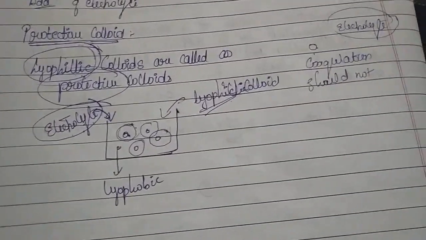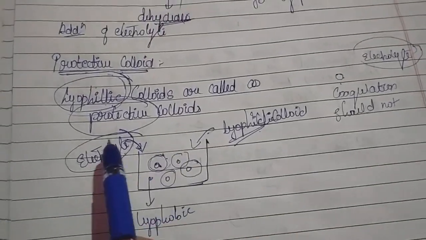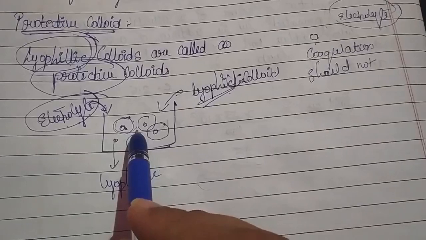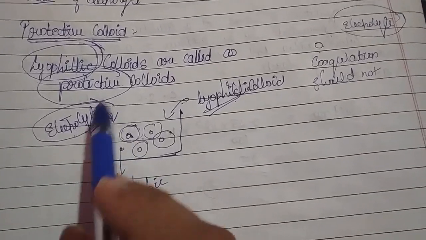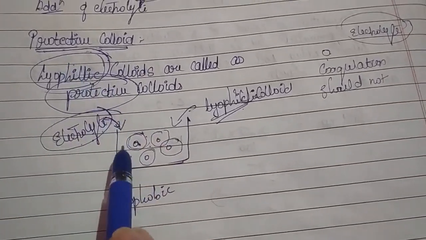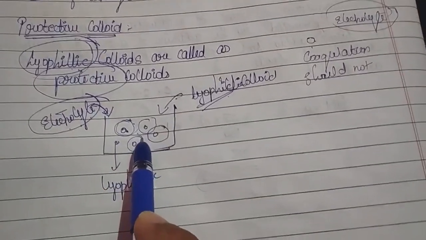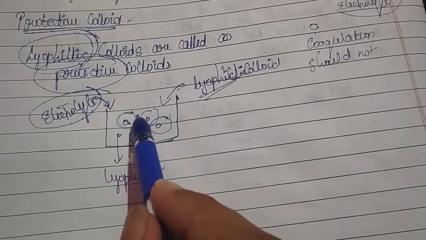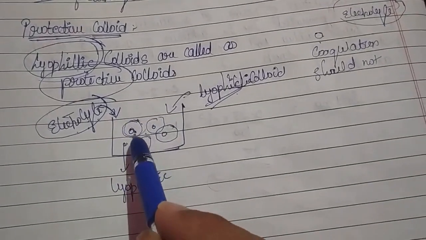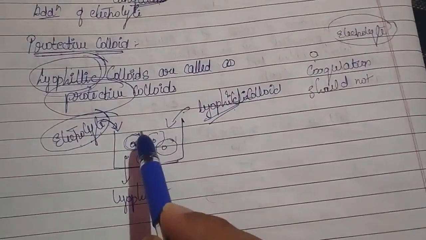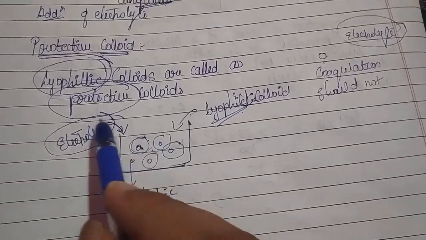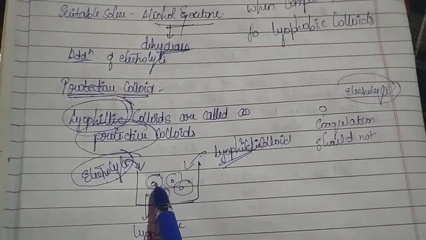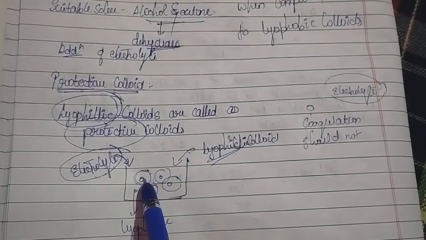Why is it called a protective colloid? Because when these lyophilic colloids are added, they are protecting the lyophobic colloids. How are they protecting? By forming a protective layer around your lyophobic colloid. The layer is there so that even when you are adding the electrolyte, it should not come and remove the charges of your lyophobic colloid.